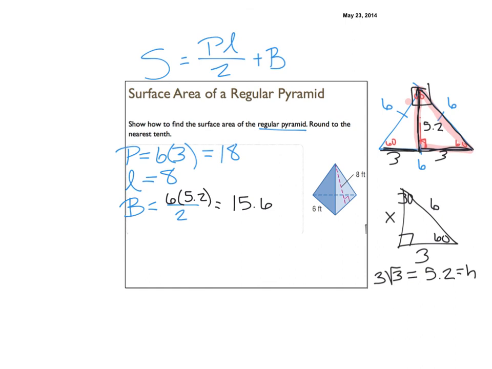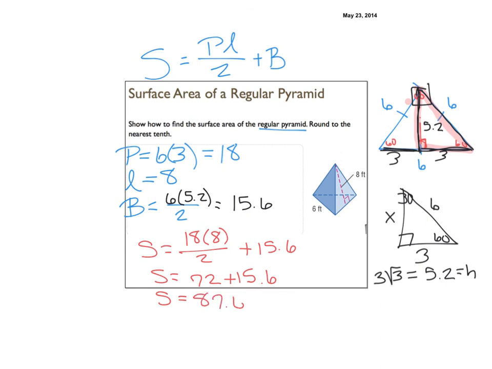And lastly, to get my surface area, I'm just going to plug it all in. I have 18 times 8, which is 144, divided by 2 is going to give me 72, plus 15.6. So I'll have a surface area of 87.6 and a lateral area of 72.